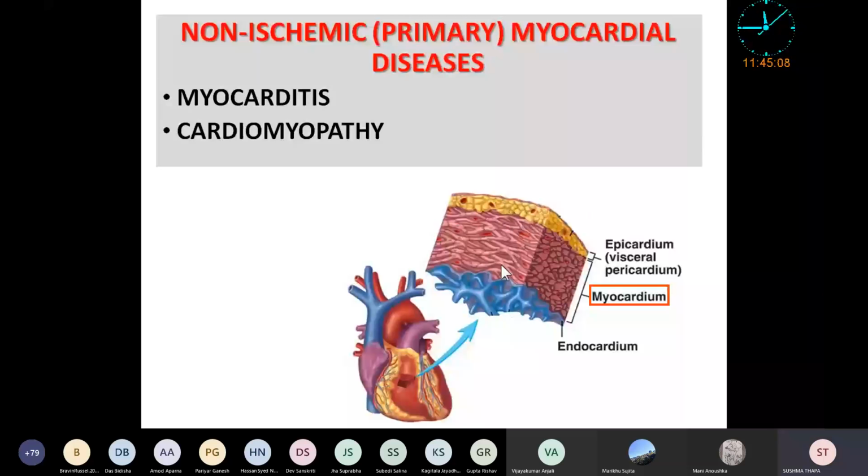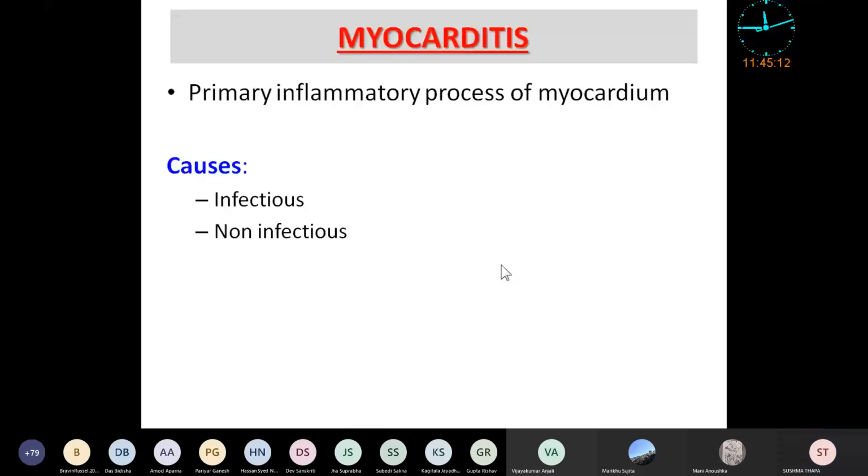So basically, myocarditis is the primary inflammatory process of the myocardium. If you remember, in case of ischemic heart disease also, we discussed myocarditis, meaning there was inflammation. But to call it myocarditis, there has to be inflammation without any ischemic changes. Myocarditis proper is defined as the primary inflammatory process involving the myocardium without any ischemic changes. So causes are divided into two categories: infectious and non-infectious.